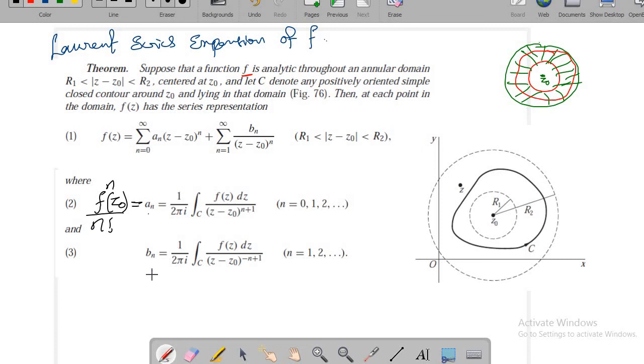Now this will help you to find bn. Now bn is going to be this, that is f of z by (z minus z naught) to the power of negative n plus 1. But here I cannot write the negative nth derivative. What do we mean by a negative nth derivative? There is nothing like that.